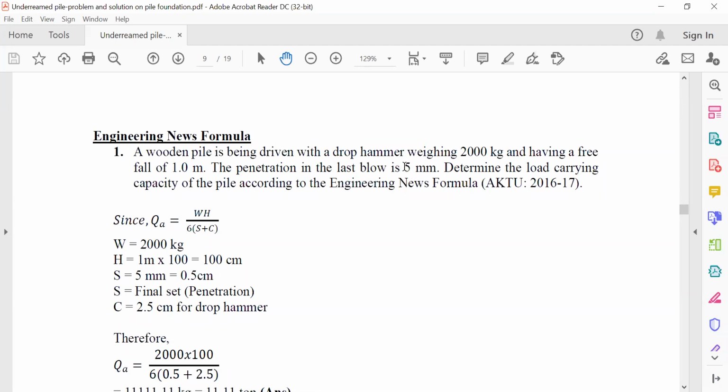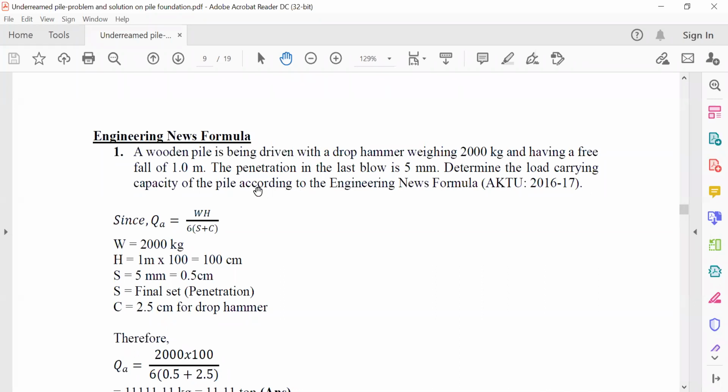That means S, we studied that the value of S is the average penetration over the last 5 blows that we calculate. That is called the penetration set value, or we can say 5 millimeter. Already it is given there in the numerical. So determine the load carrying capacity of a pile according to the engineering news formula. So we are going to find out the load carrying capacity of a single pile.